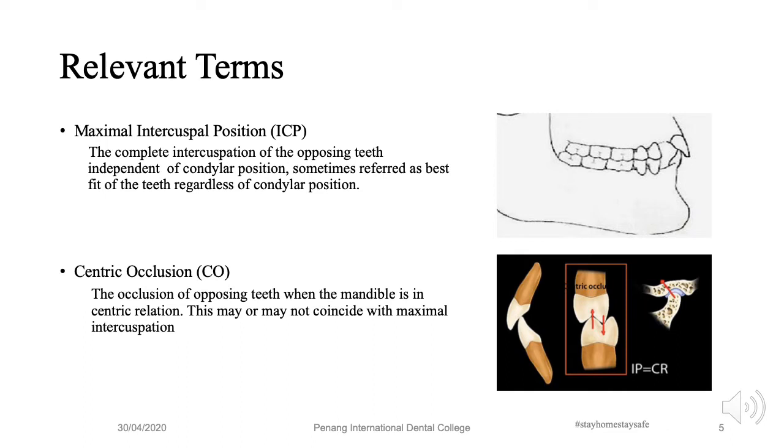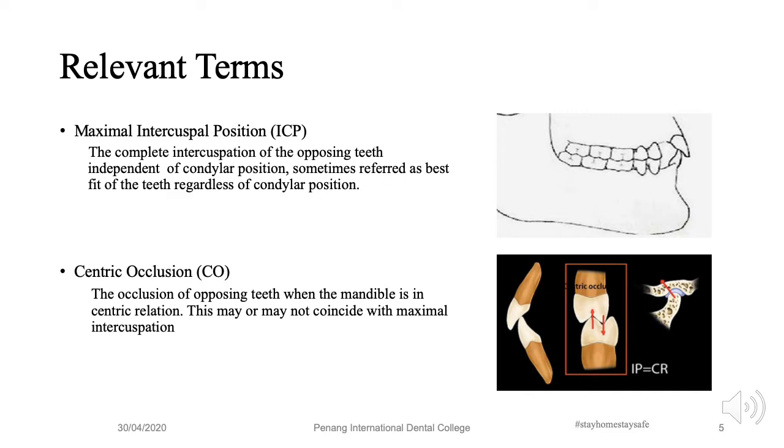As you see in the figure, all the cusps are well seated inside the grooves. When the mandibular cusps are well seated inside the grooves of the maxilla, it is called maximal intercuspation. It is the complete intercuspation of the opposing teeth independent of condylar position, sometimes referred to as the best fit of the teeth regardless of condylar position. So that means to say, the way you chew. When you bite completely, that is maximum intercuspation.